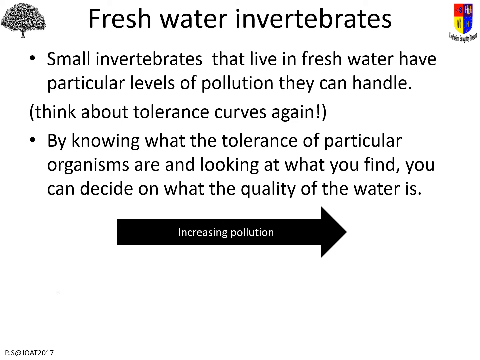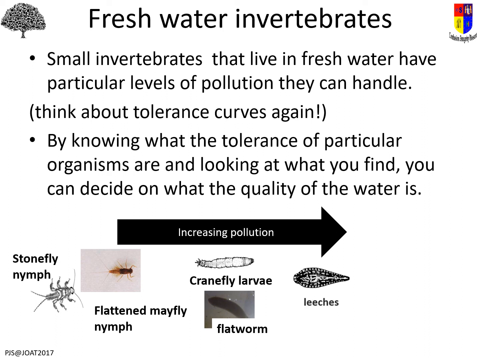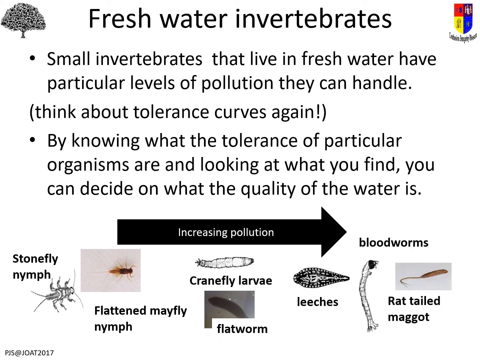It's the same kind of deal. Starting with low pollution, you have things that sound nice. You've got a stonefly nymph and a mayfly nymph, all nice little animals. Then we get to some cranefly larvae and flatworms. They don't sound as nice, but by the time you get up to big pollution levels, they sound quite gross. You've got leeches, bloodworms, rat-tailed maggots. Nothing that sounds nice at all.